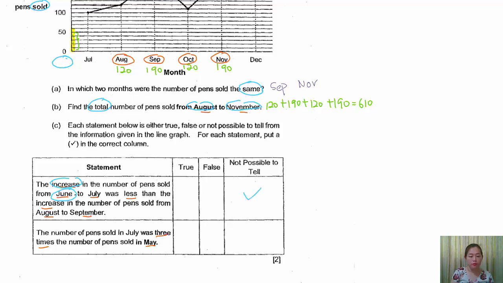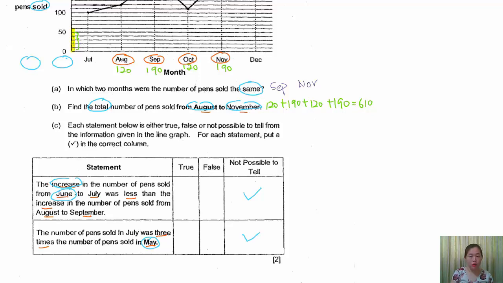For the second statement, it is also not possible to tell because in May, we have no figure as well. So if there is no figure for May, we cannot calculate whether it's 2 times or 3 times in July as compared to May. So this is also not possible to tell.